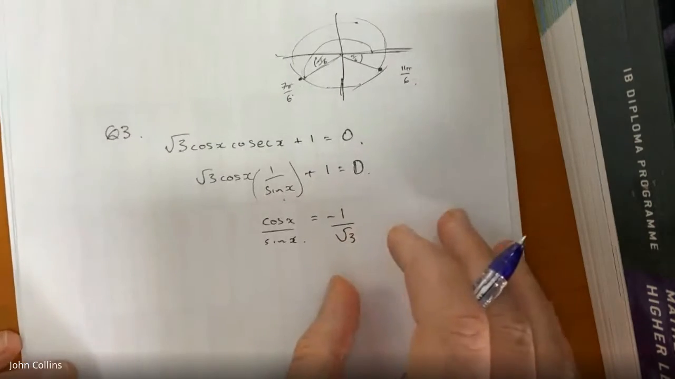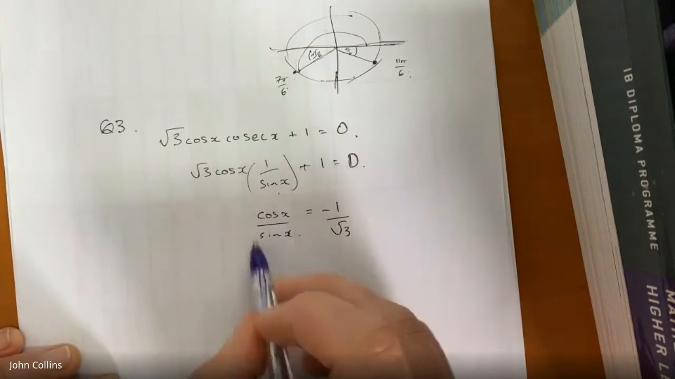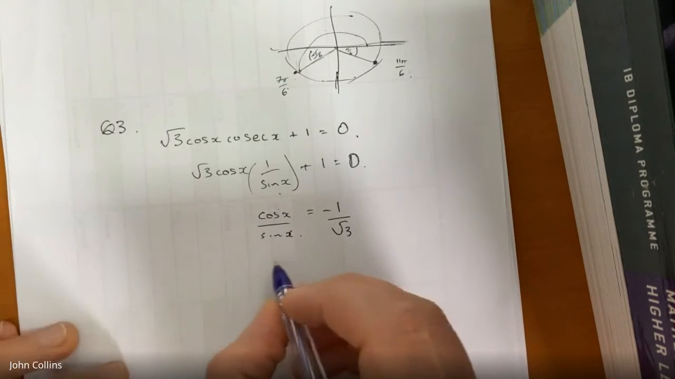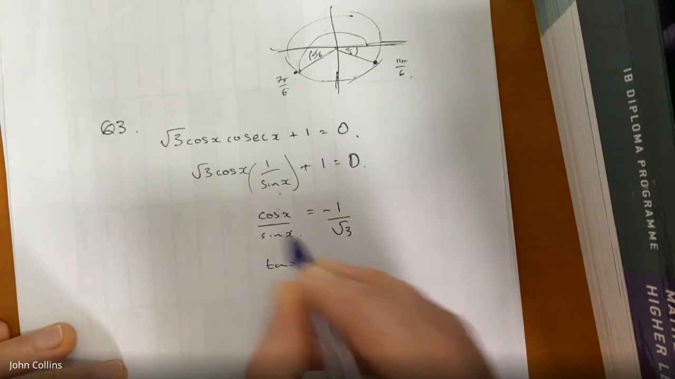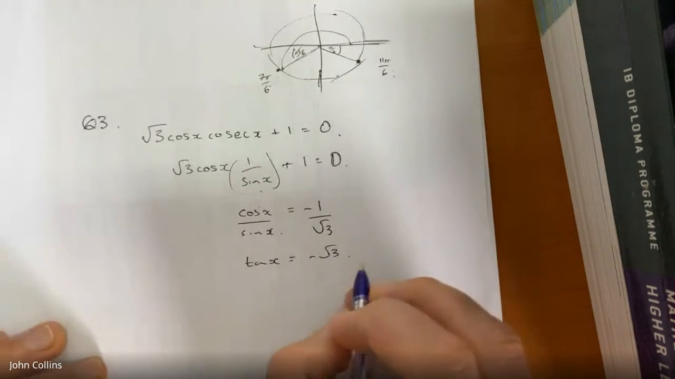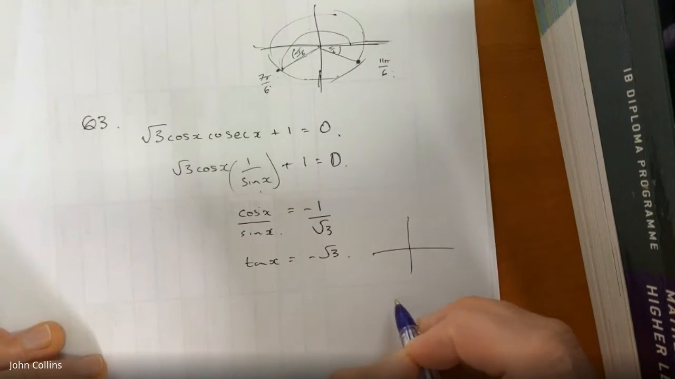But to get a known angle, perhaps tan of x is the way to go. So I'm gonna get the reciprocals of both of these, because the reciprocals will also be equal. So then I use tan x. You could call it cot, yeah. So that's minus root 3. And then where is tan at negative root 3?